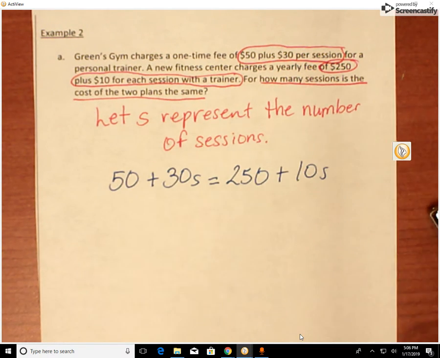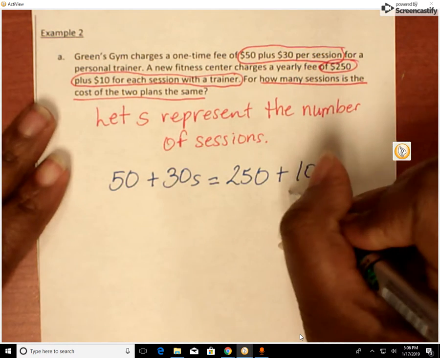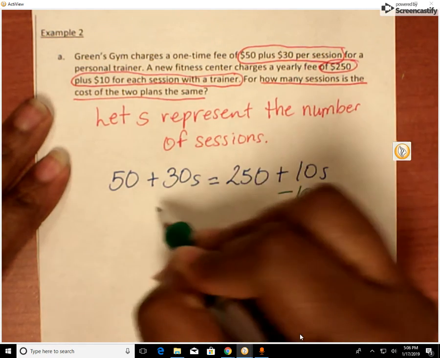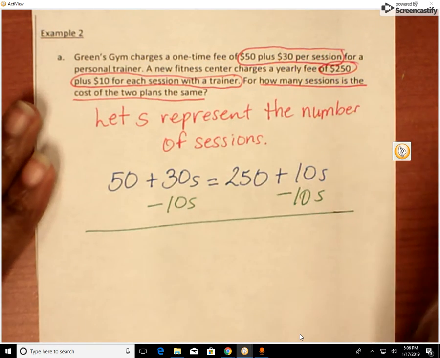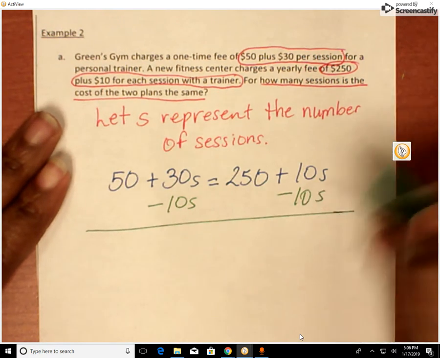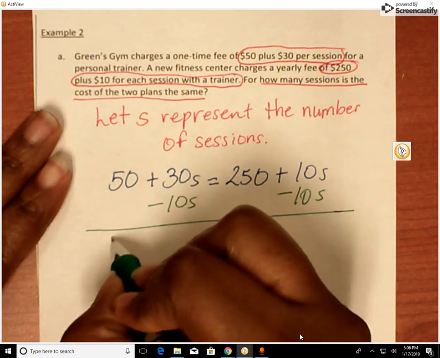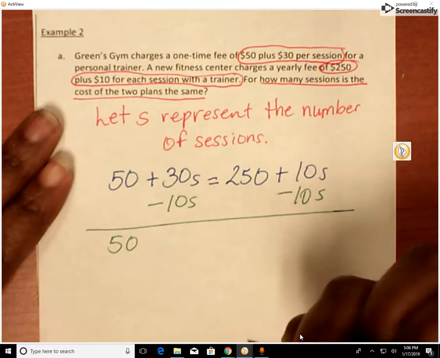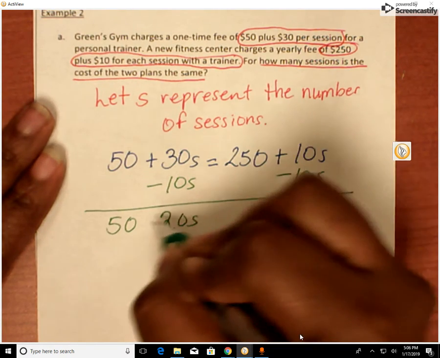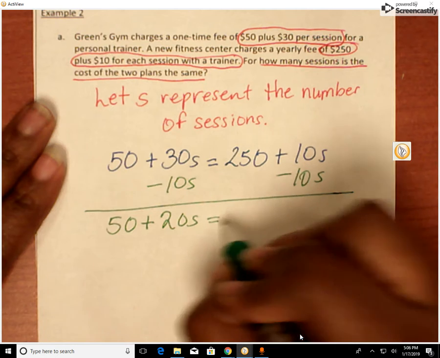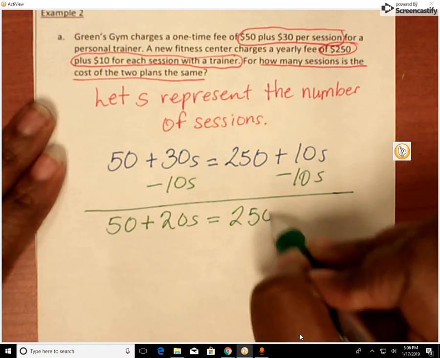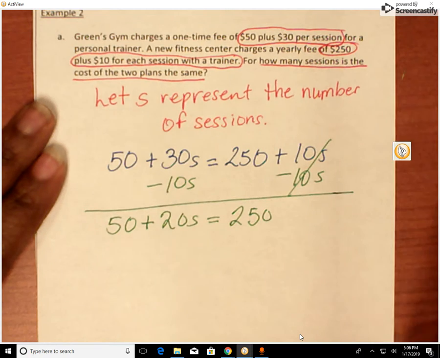And I like to keep things positive, so I always subtract my lower number from my highest number. And here, my lowest variable or lowest coefficient with a variable, I subtract from my highest. So 10S is the lowest, so I'm going to subtract it on both sides. Now, 50 we don't do anything with. 30 minus 10 is 20S. And since it's positive, we put plus. This is 250. Bring it down. 10 minus 10 equals 0.